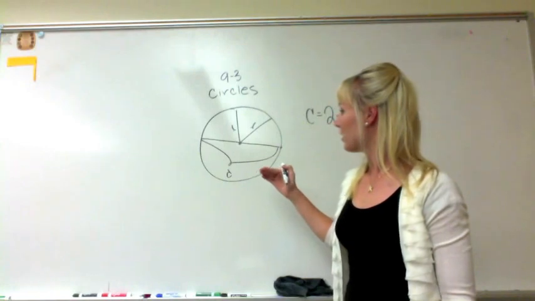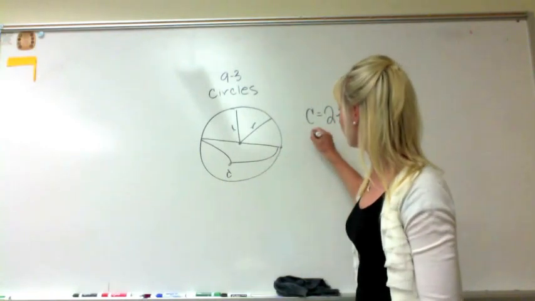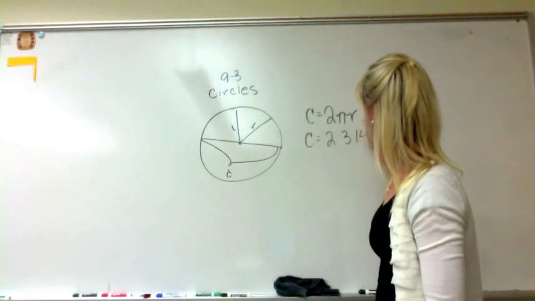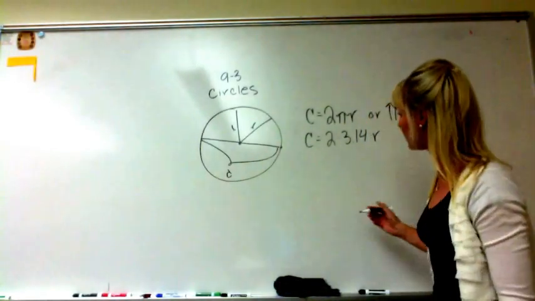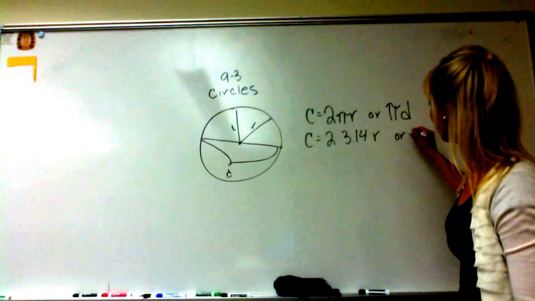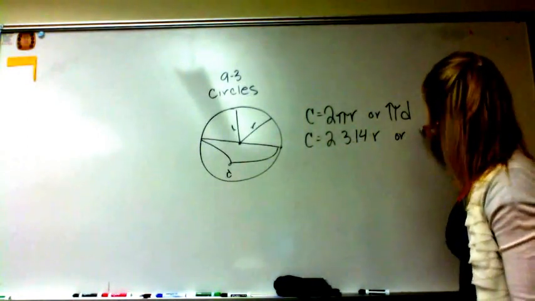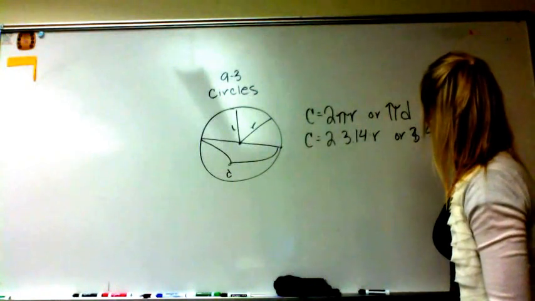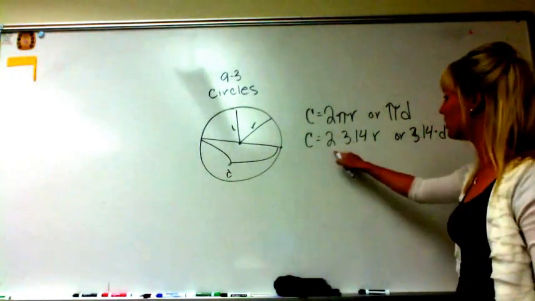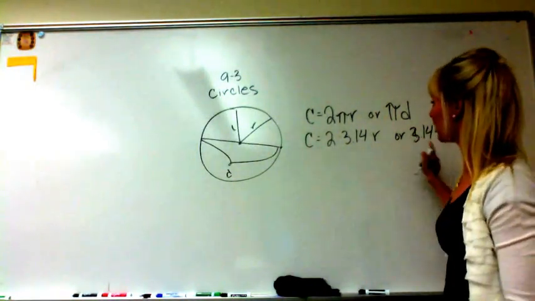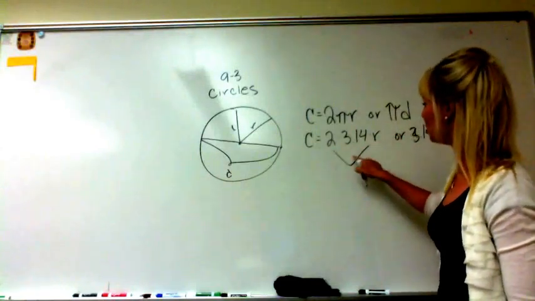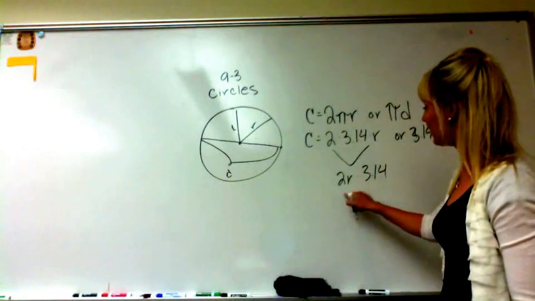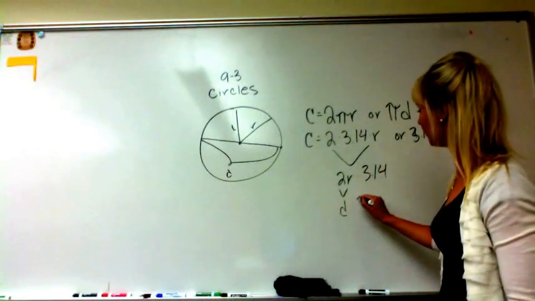So essentially, you will multiply 2 times 3.14 times whatever the radius length is, or 3.14 times whatever the diameter is. The reason why you can use either one is because 2 times the radius is the same as the diameter.